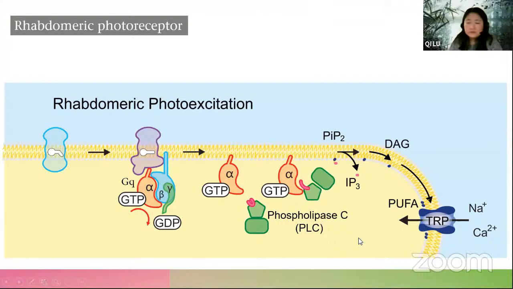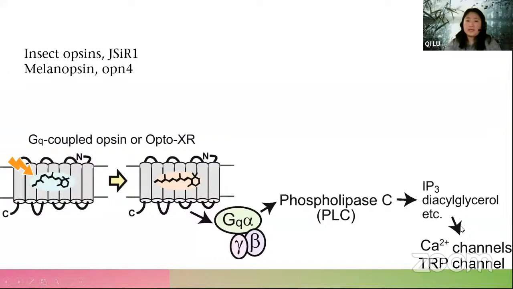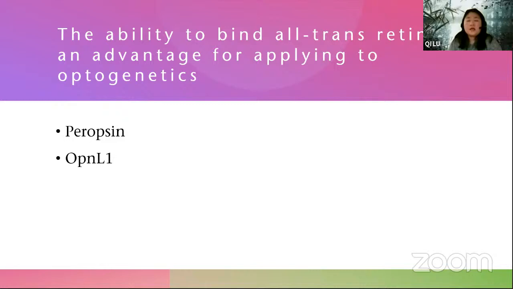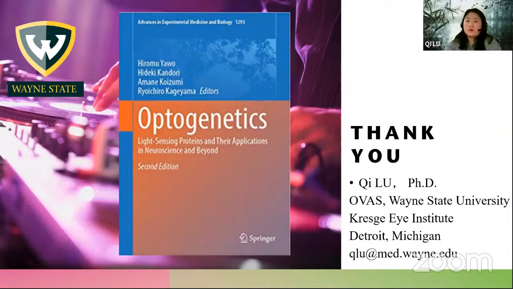Going back to the earliest opsins we were talking about, today there is an opsin from the jumping spider, an R-type photoreceptor, and it binds with Gq. This Gq can also function as an excitatory optogenetic tool. It is Gq-coupled, can be controlled by light, and activates PLC and opens calcium channels or TRP channels. There are other potential tools like peropsin or opsin L1, and they are very attractive because they bind to all-trans retinal as a ligand. Then they could be potential tools for optogenetics.